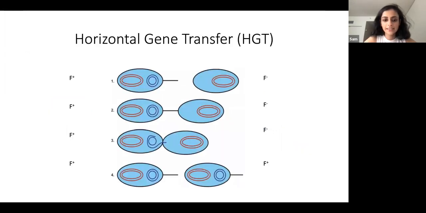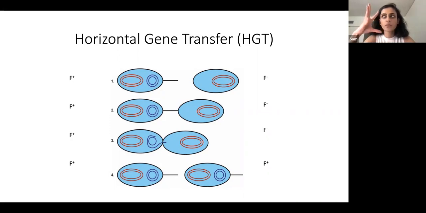Okay, so horizontal gene transfer is like, usually bacteria grow vertically where the parent gives the offspring, and that's how the genetic material moves forward. But in horizontal gene transfer, you can pick up genetic material from your environment, or a virus could attack you, or as we see here in this slide, you can take the genetic material from another bacteria by creating a pilus, which is like a bridge between the two bacteria.